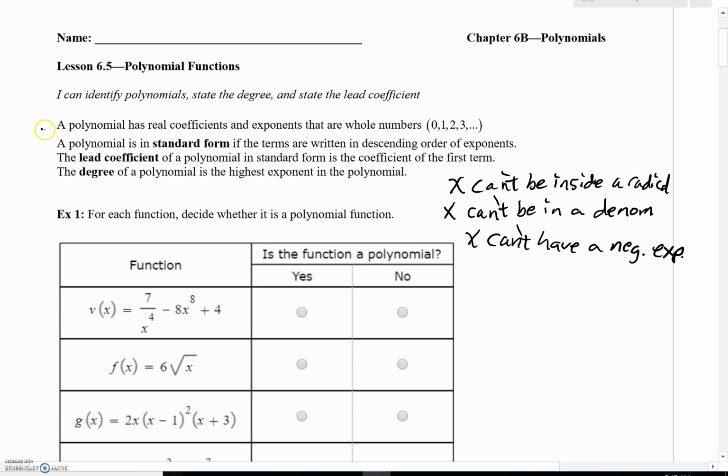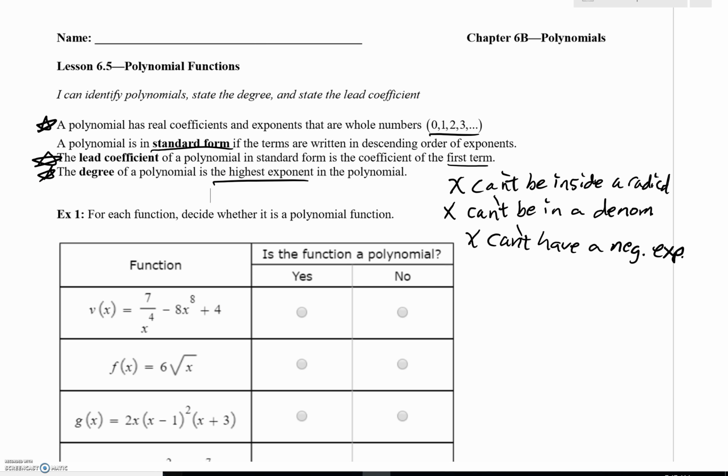Now, a polynomial is going to be an algebraic expression, and it has real coefficients and exponents that are whole numbers. You won't have negative exponents. It'll be in standard form if those terms are written in descending order of exponents from the highest exponent to the smallest. The lead coefficient, we're going to talk about that a lot, is the number or the coefficient of that first term in standard form. It's the number in front of the highest exponent. And the degree, of course, is the highest exponent.